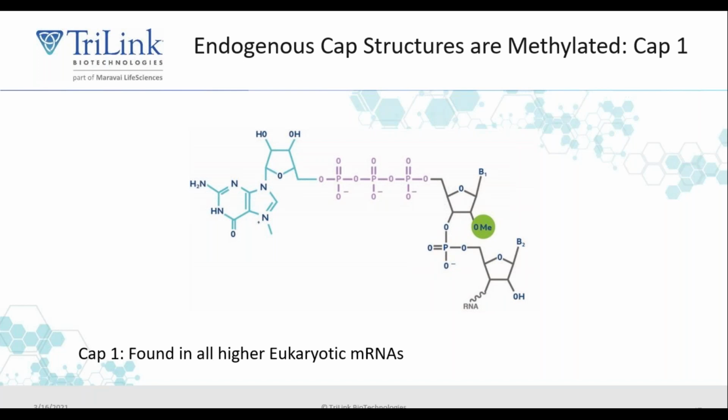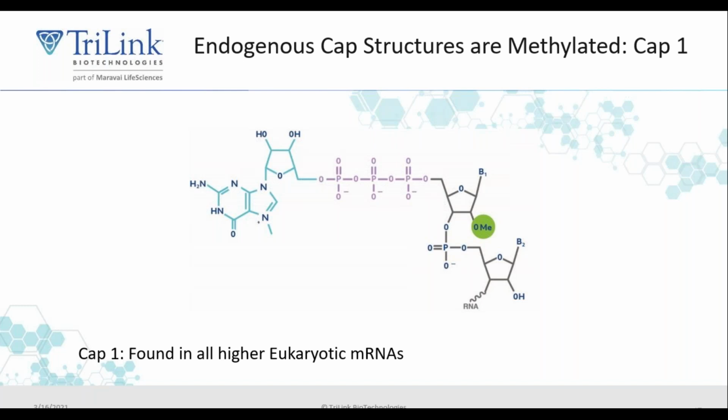Conversely, one simple change, the 2'-O-methyl group here, shows the structure of a Cap1 mRNA. This 2'-O-methyl group takes the place of the OH group in the Cap0 structure and is actually the proper and natural cap structure of eukaryotic mRNAs. This will be recognized as self by the cell's immune system and alone will not trigger an immune response.